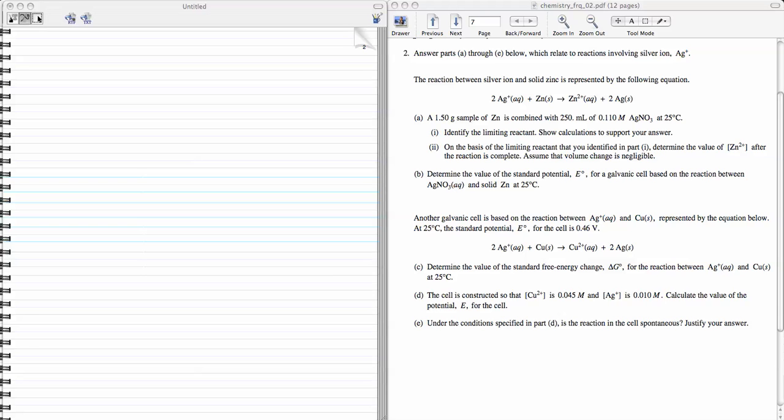So it gives us grams of solid zinc, information about the solution of silver nitrate, and asks for our limiting reactant. Okay, and so let's start with that. In this stoichiometry problem, we can start with either the 1.5 grams of zinc or the other one, or the 250 mils of the 0.110 molar silver nitrate. Either one works, but let's start with the 1.5 grams of zinc.